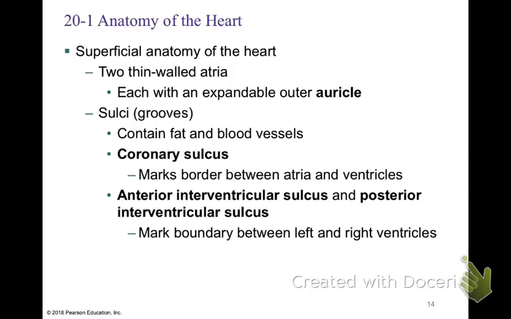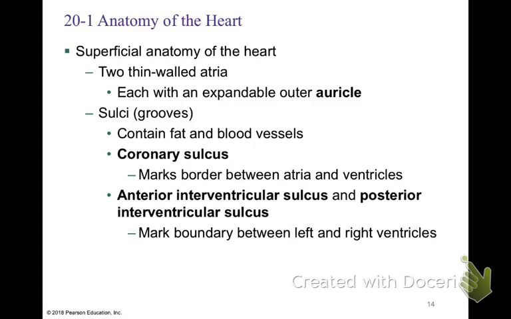Okay, moving on to the anatomy of the heart itself. The upper chambers, the atria, are very thin-walled. Each of them has on its anterior surface an auricle. Auricle is an ear-shaped flap, and these are on the anterior surface, so that helps you identify the front of the heart from the back.